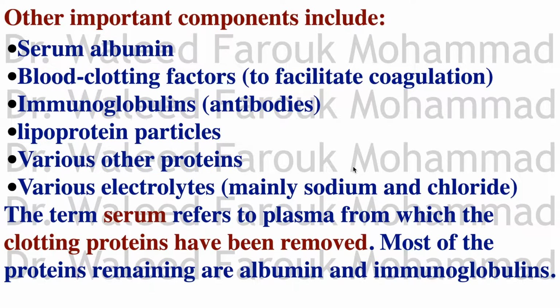Other constituents of blood: serum albumin, clotting factors of the blood, immunoglobulins, important for the immunity, lipoprotein particles, various proteins, and various electrolytes. The electrolytes are mainly sodium and chloride. The term serum refers to plasma without the clotting factors, with most of the proteins remaining in the serum being albumin and immunoglobulins. Immunoglobulins are antibodies.